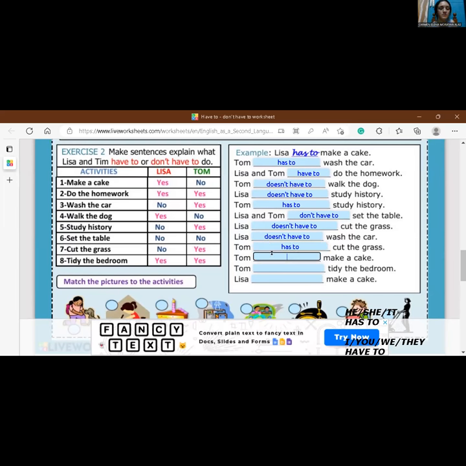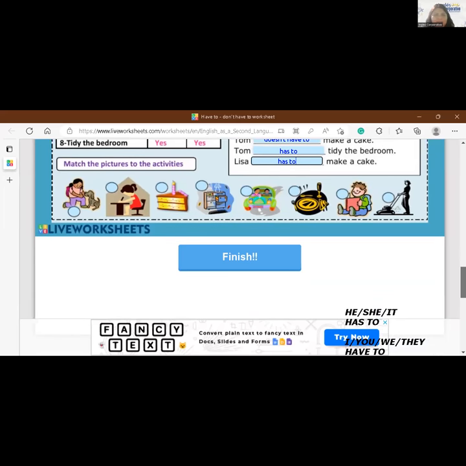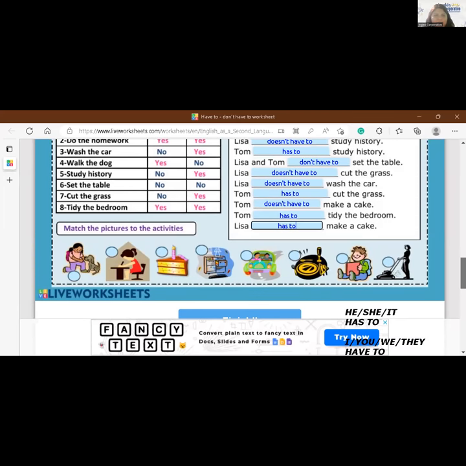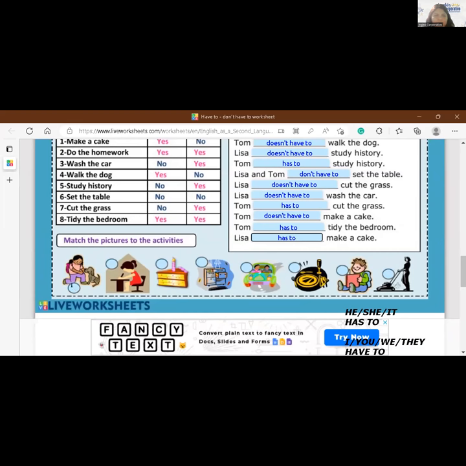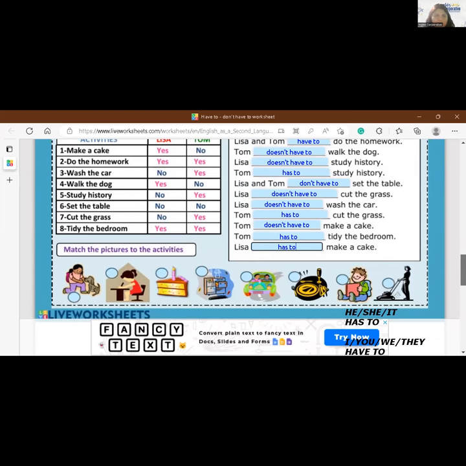Has to. Right. Excellent. Tom, make a cake. Doesn't have to make a cake. Tom, tidy the bedroom. Has to. And Lisa? Has to. Okay, nice. Let's see, we have to match the pictures, but I don't know where.